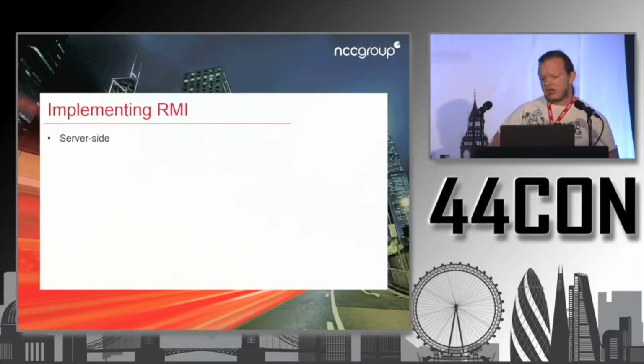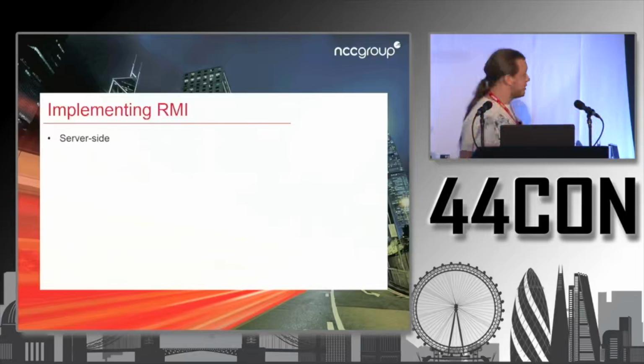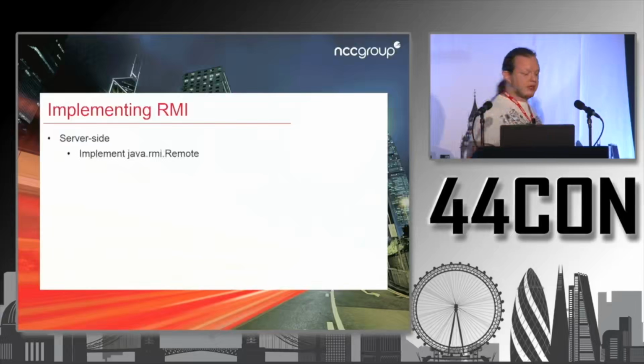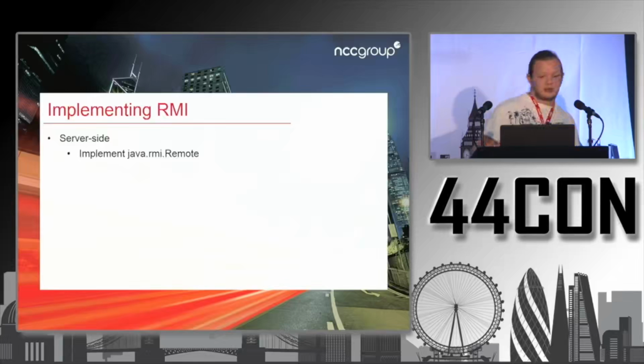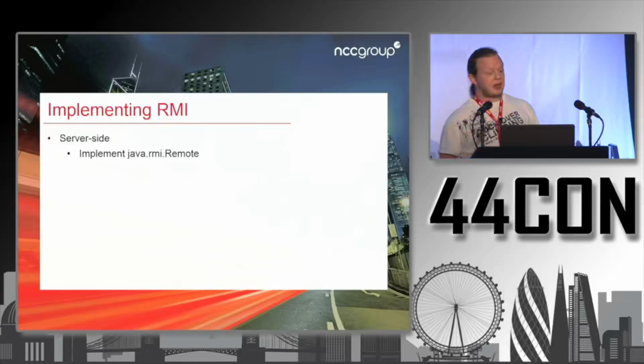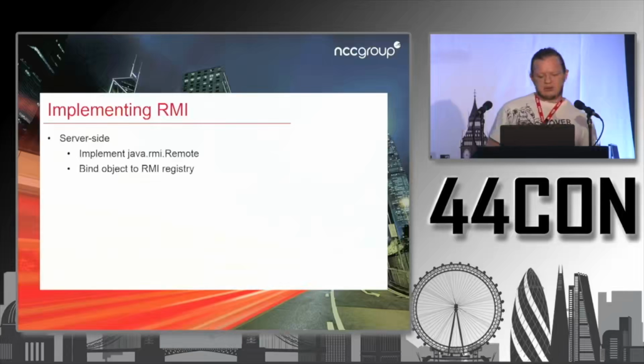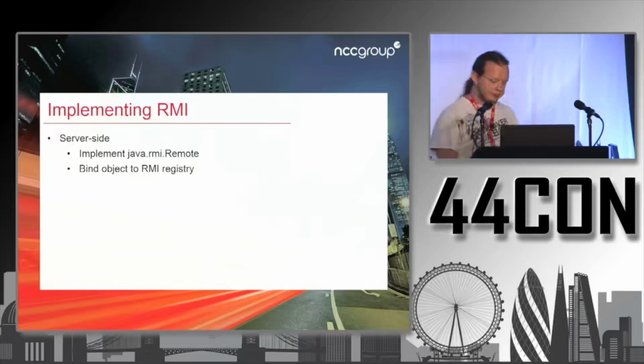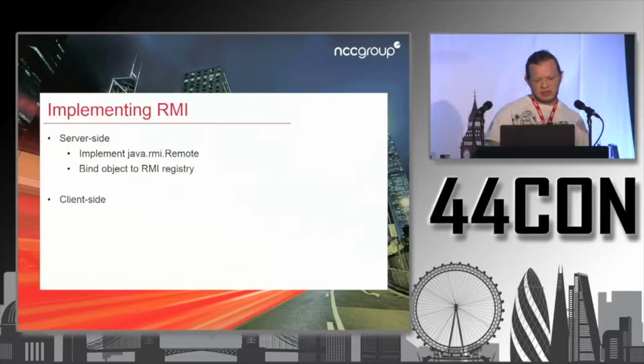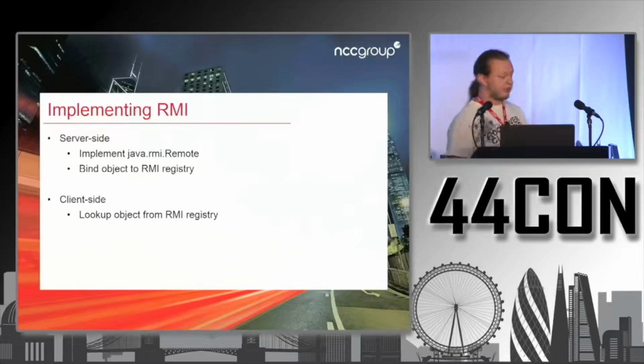Implementing RMI, like I say, is really easy to do. On the server side, we have a class that we want to expose over RMI, and we just have that class implement the interface java.rmi.remote. We create an object of that class, and we bind it to the registry using the bind method. On the client side, we look up the object from the RMI registry, and we use it as normal.